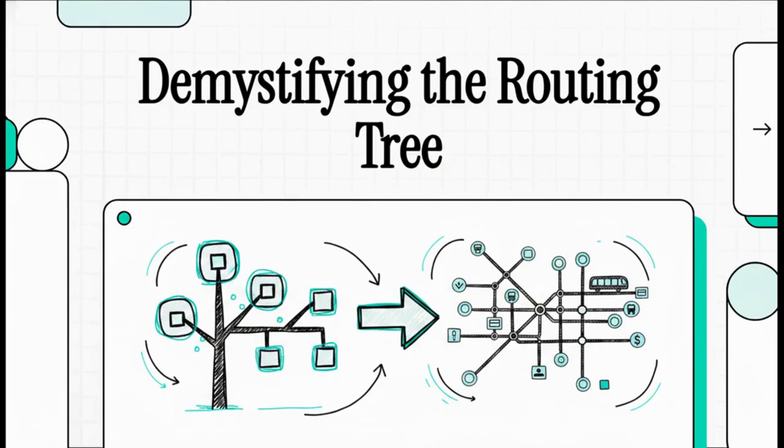Today we're demystifying a conceptual map of modern web navigation. Our source material gives us this highly specific directory tree, labeled simply 6 routing, and we are going to translate this technical framework into something a bit more relatable, a city transit journey. So let's just dive right in and break down this routing tree branch by branch.